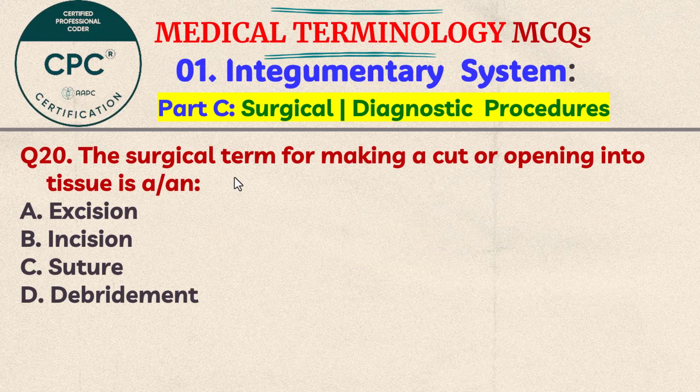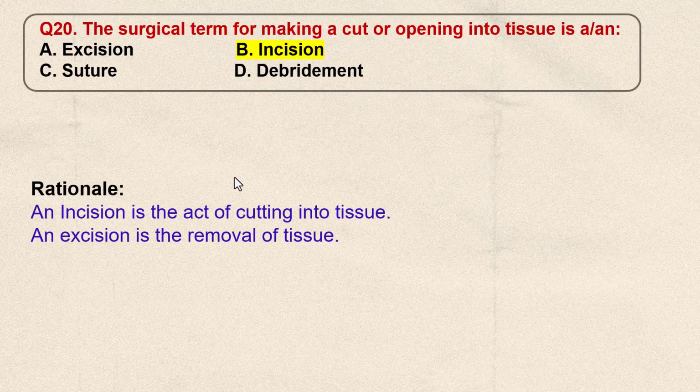Question number 20. The surgical term for making a cut or opening into tissue is an A. Excision, B. Incision, C. Suture, D. Debridement. Think the answer. The correct answer is B. Incision. An incision is the act of cutting into tissue, but an excision is a removal of tissue.